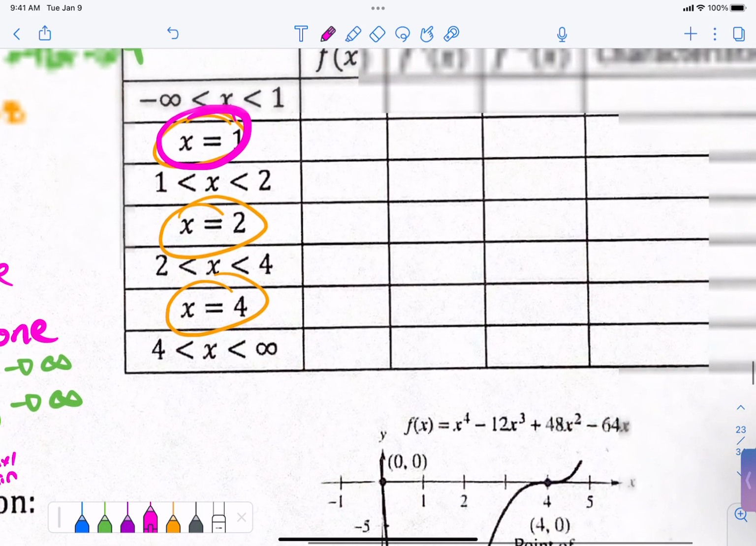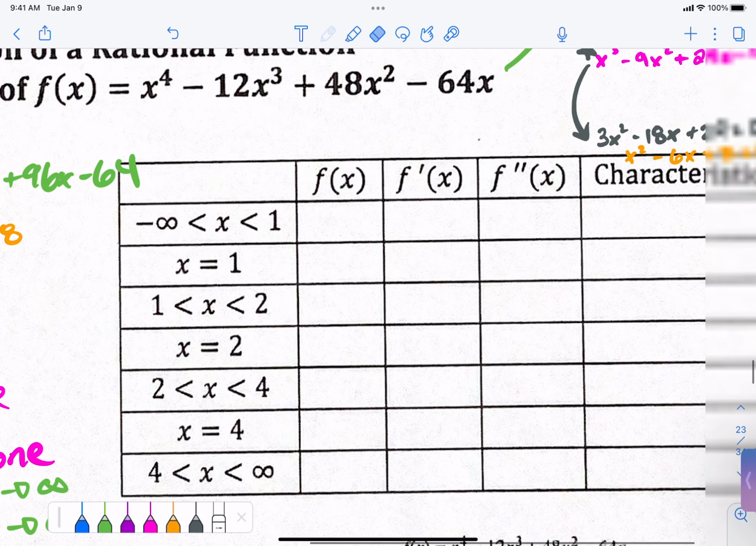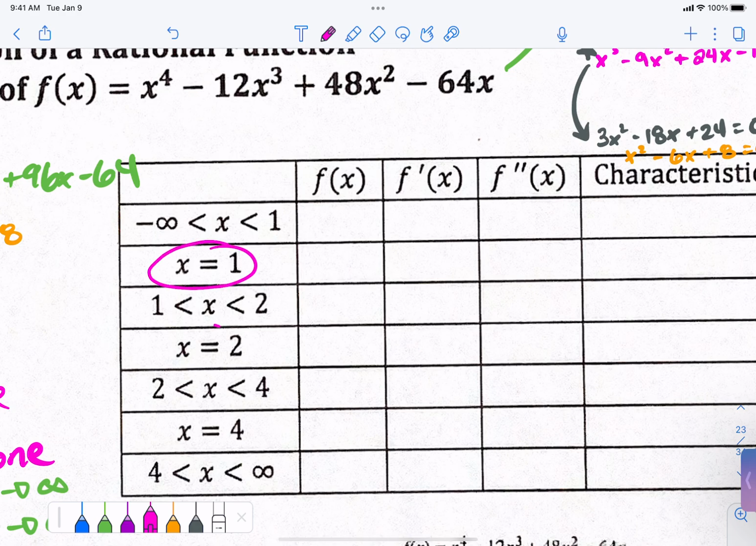We're going to figure out which one it is. You can't say it's a minimum yet. Because we have 3 critical numbers, 1, 2, 3, this is from the second derivative, this is from the second derivative, this is from the first derivative, we have 4 test intervals.